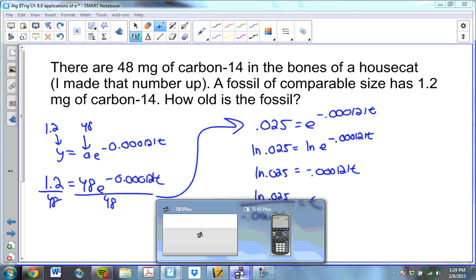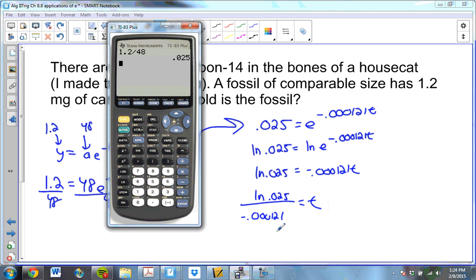Actually, I want u. So I'll do the natural log of my previous answer divided by negative 0.000121. And it's 30,486 years.